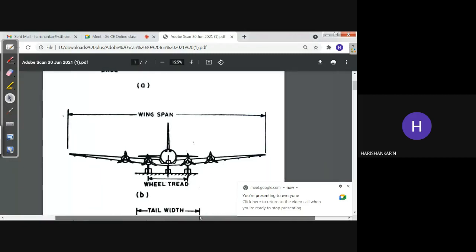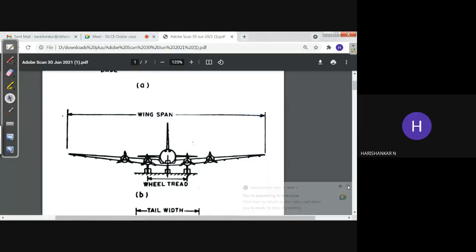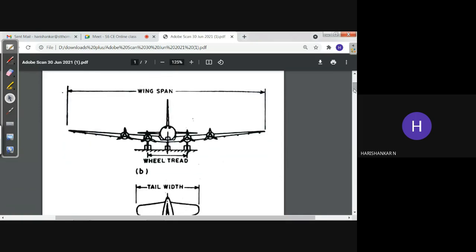I hope you can see the figure. Here it is the front view of an aircraft. So it consists of dimensions starting from the tip of the wing at the left side to the tip of the wing at the right side. So it is the wing span.